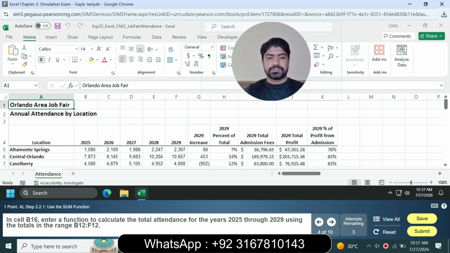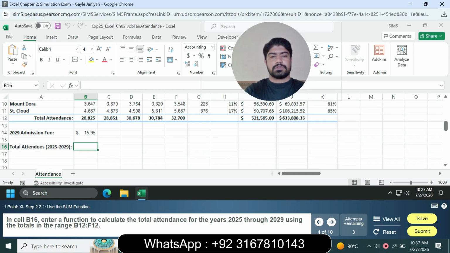So next, in cell B16, enter the function to calculate the total attendance for the years 2025 through 2029 using the totals in the range B12 to F12.